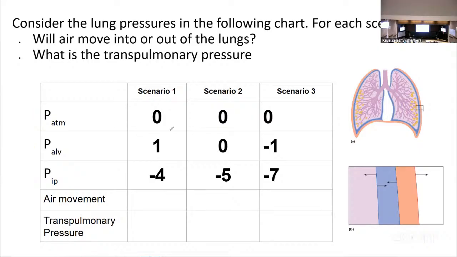So hopefully I made it big enough that everybody can see the numbers. But for scenario 1, we got an atmospheric pressure of 0. We got that across the board. Our alveolar pressure is 1, intrapleural pressure -4. And then we'll walk through the other 2.